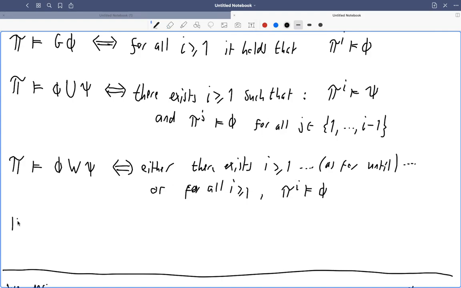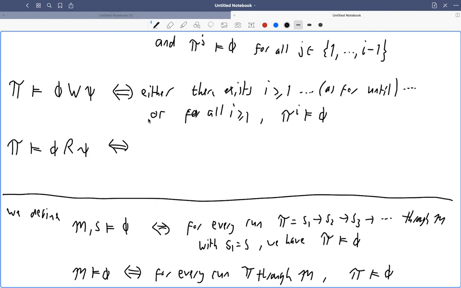That's weak until and releases. So phi releases psi. For this one, at this stage of the lecture, I need to look at my notes to remind myself what releases means. So let's write it out. It's not so dissimilar. So it's either, again, let's underline these either-ors.